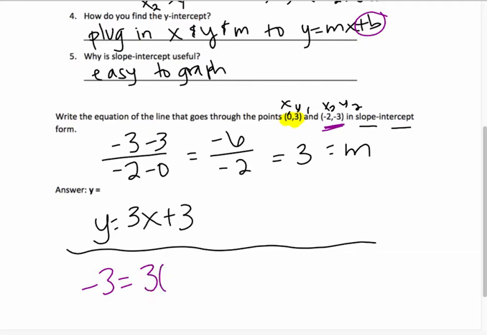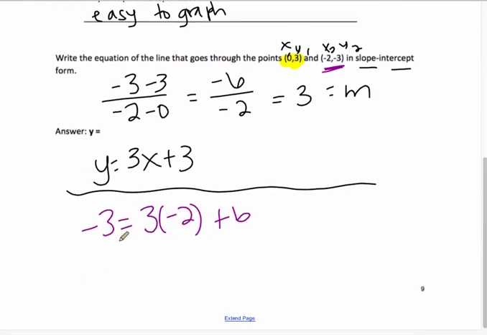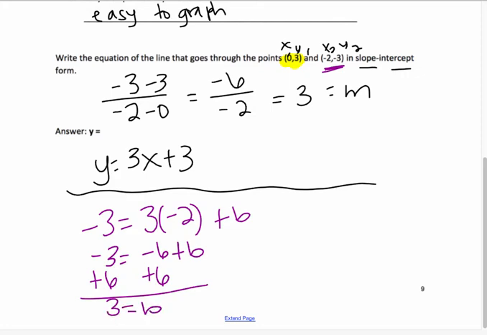3, times, what is my x? My x is -2, plus b. So I plugged in my y, my m, and my x. Okay, I used this point. You can use either point as long as you have already found your slope. And I'm going to solve for b. So -3 equals -6 plus b. And then I add 6 to both sides to solve for b. And I get 3 equals b. So this is how you can find your y-intercept using slope-intercept form. Okay?